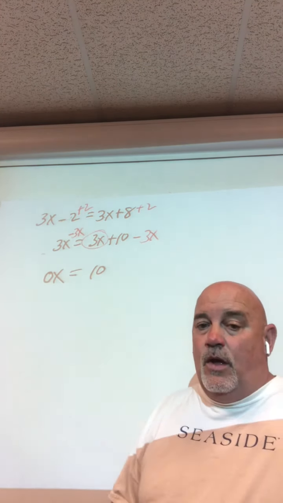Look at what the problem says. This says 0 times what is 10? Now think about that. You tell me, can you multiply 0 by anything and ever get 10? No. So this problem has no solution. This is what we call, in algebra, a contradiction equation. But the answer is no solution.